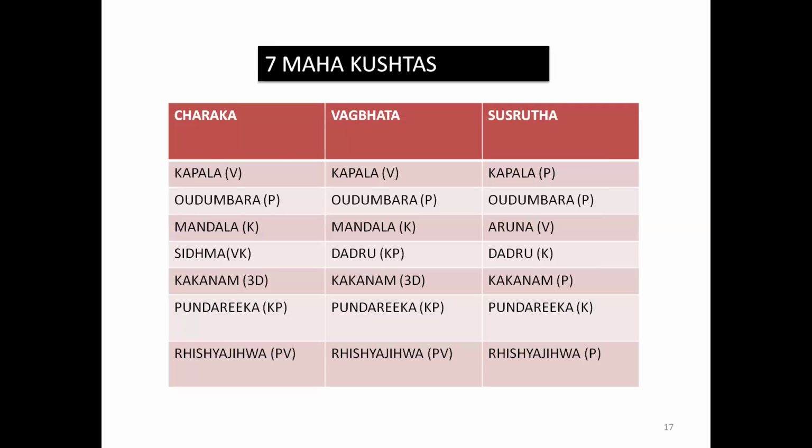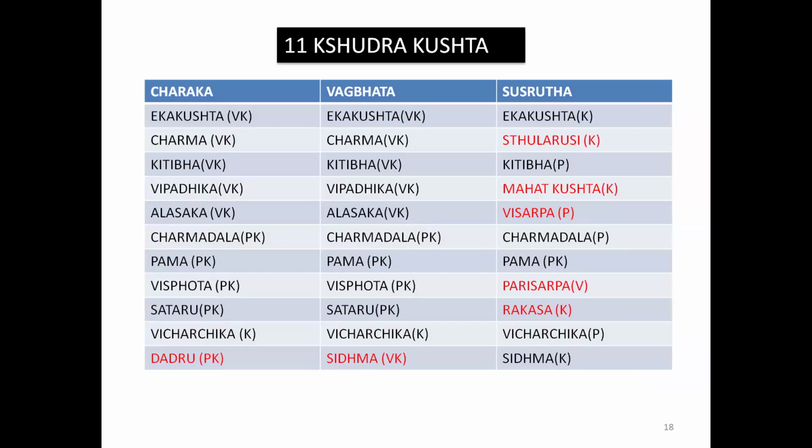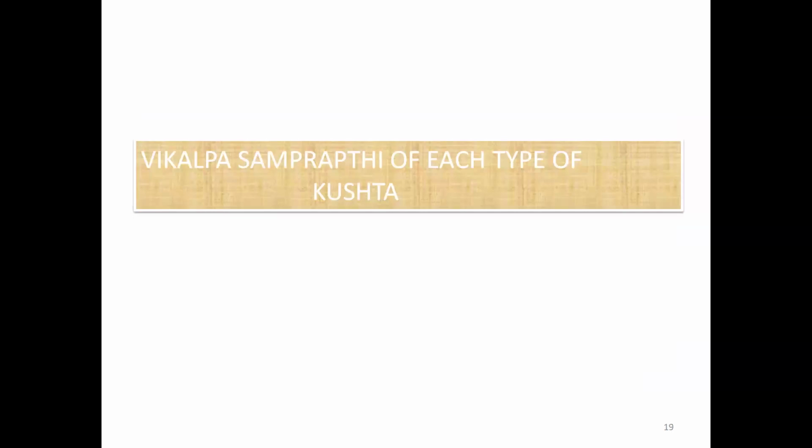See, as per Charaka, Vagbhata, and Sushruta, 7 types of Mahakushtas are explained in classical textbooks. So, for academic purpose, we can see the involvement of doshas, and samsarga is there, sannipata is there, ekadosha is there. We have to compare these clinical features and the dosha involvement and their gunas also. 7 Mahakushtas and 11 Kshudrakushtas are there. Vikalpa samprapti of each type of kushta.